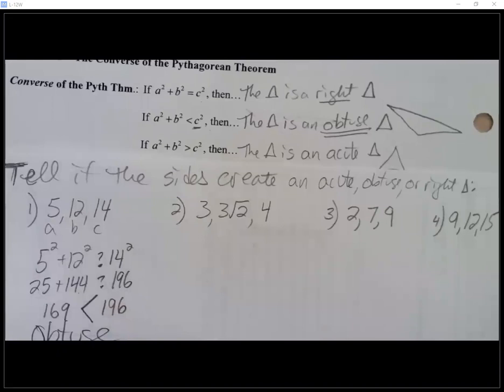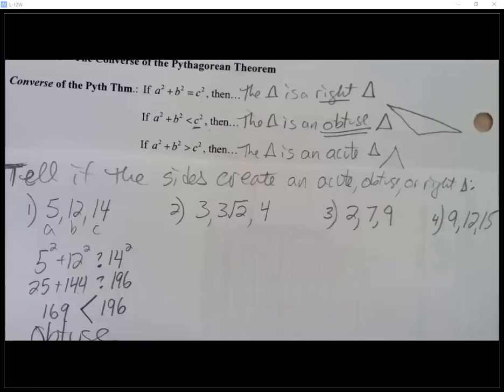Yes, 3 root 2 is bigger than 4. That's one of them. Sometimes you don't know what 3 root 2 is, but my calculator sure does. So I just turn it into a decimal. It's 4 point something, 4.24. So then I'm like, oh yeah, okay, it's bigger.